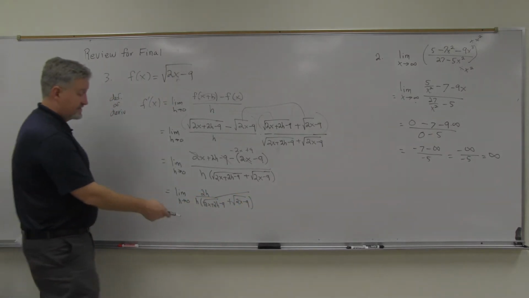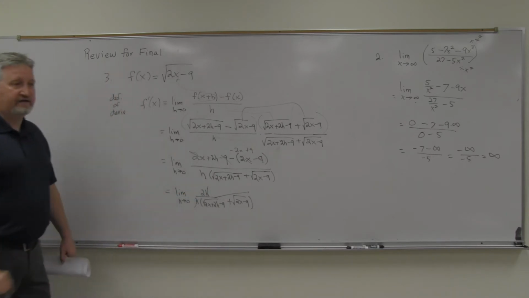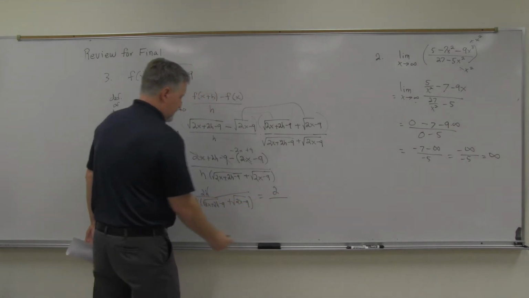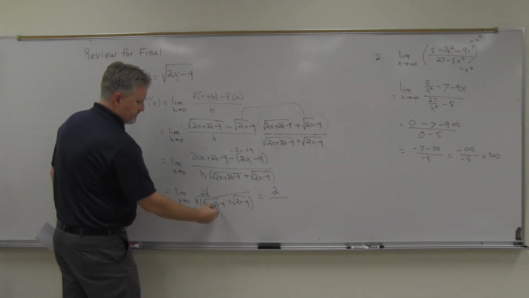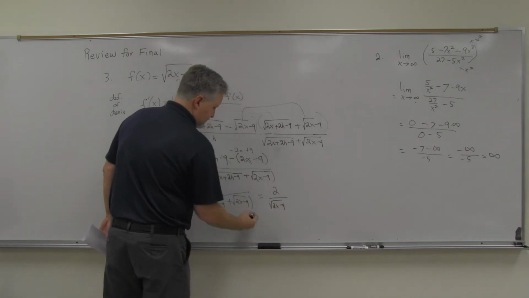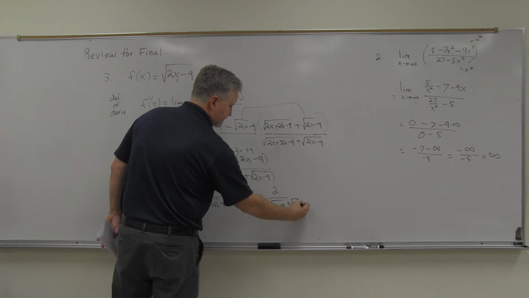Yeah, but that's good because now we can cancel out that h. That h cancels with that h, and so on top we'll just have 2. And then as h goes to 0, that goes to 0, so this will be the square root of 2x minus 9. There's not an h in that, so that'll just be square root of 2x minus 9.